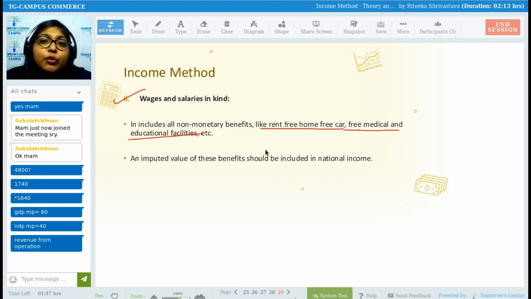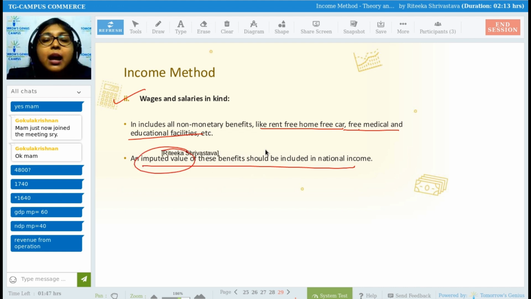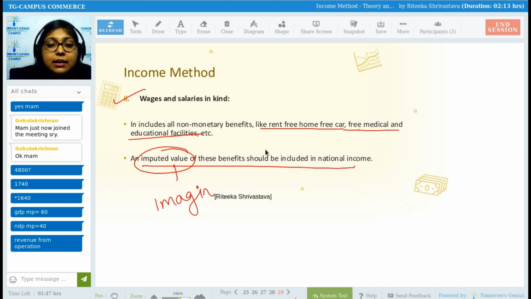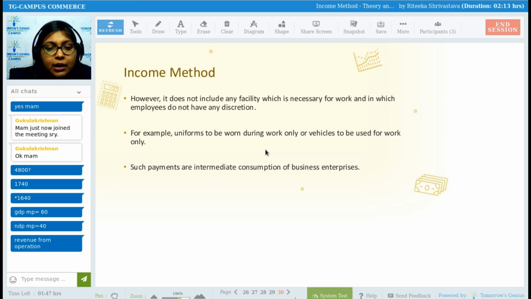Kind is anything which is useful to the employee. It can be a rent-free home, a car, a medical allowance. All of these things will come under wages and salaries in kind, and an imputed value of this benefit should be included in national income. Imputed value, I have explained in the last class also, is nothing but the imaginary value which is taken on the basis of the present market value.